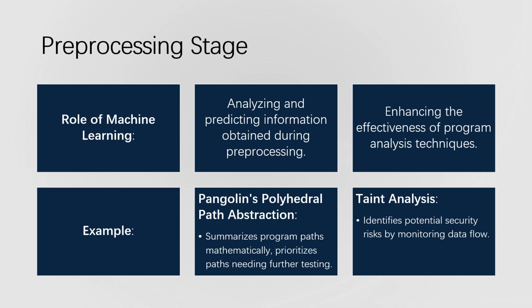Other techniques like taint analysis can be integrated with machine learning algorithms to provide more accurate and efficient pre-processing. Taint analysis tracks the flow of user input through the program to identify potential security risks. By leveraging machine learning in this stage, we can ensure that the fuzzing process is better informed and more effective.